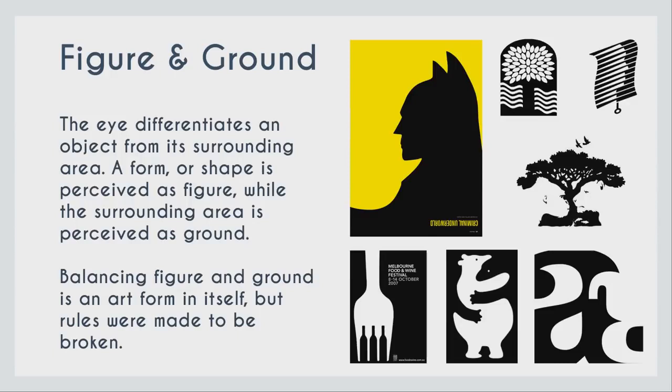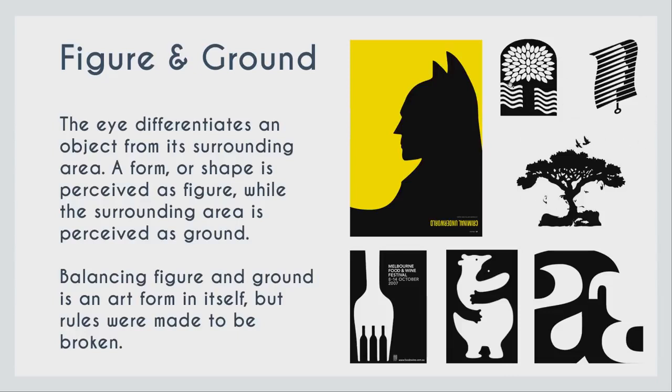Balancing it is an art form, but you can break the rules to great effect. Take, for example, this Criminal Underworld Batman graphic novel cover. The black section is clearly a silhouette of Batman. However, the yellow, which may be perceived as the ground or background of the image, if reversed, is a silhouette of the Penguin, causing the Batman to be the ground and the Penguin to be the figure. Very clever.